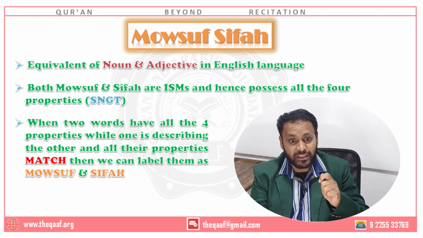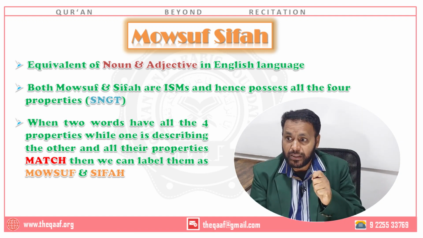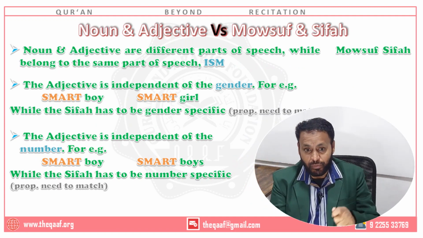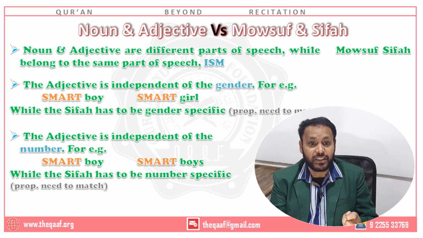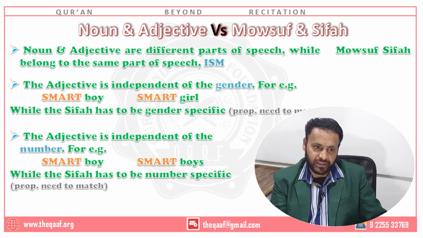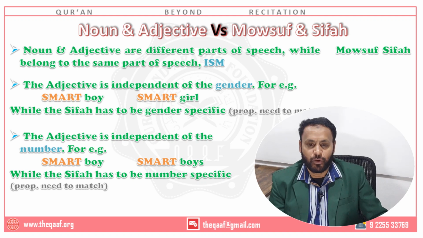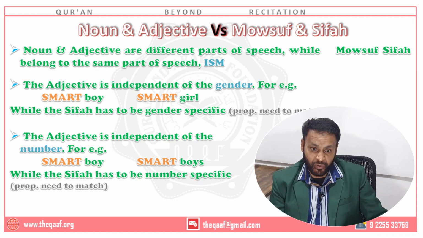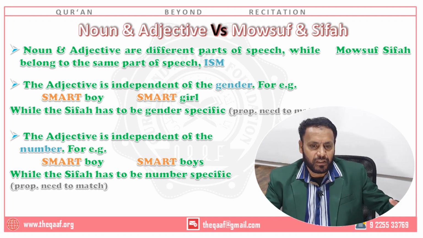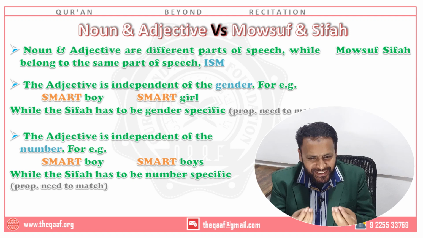Okay, so we'll see there are some, even though these are similar topics in these two giant languages, noun, adjective and Mawsuf Sifa, but they have a large difference in their construction, in their design, in the way they are implemented. There are way more differences in the design of Mawsuf Sifa as compared to noun and adjective. Right at the very basic level itself, they fall apart.